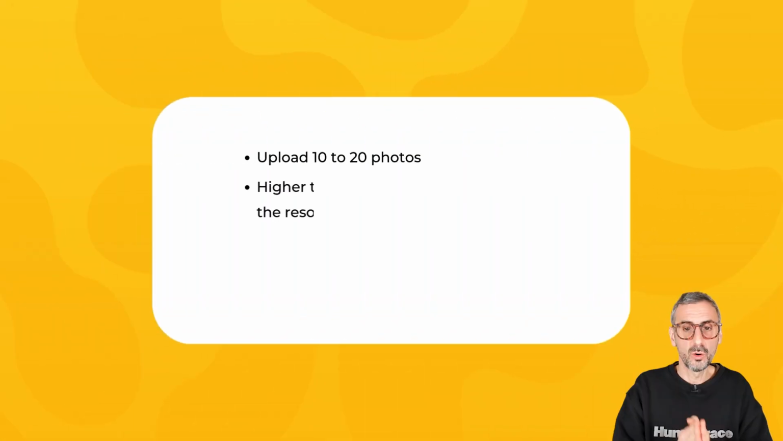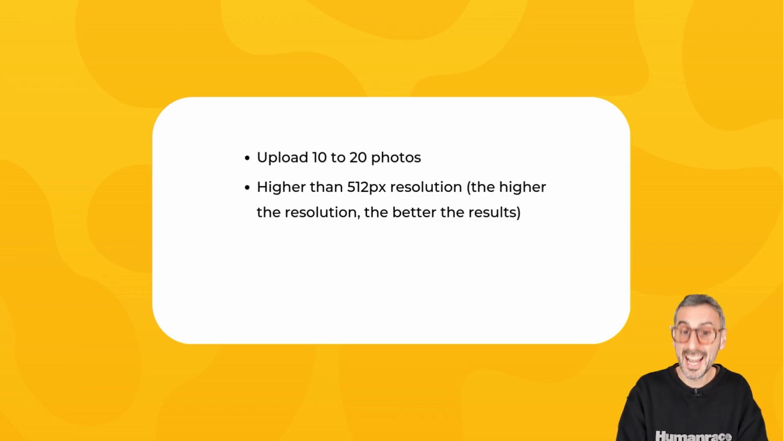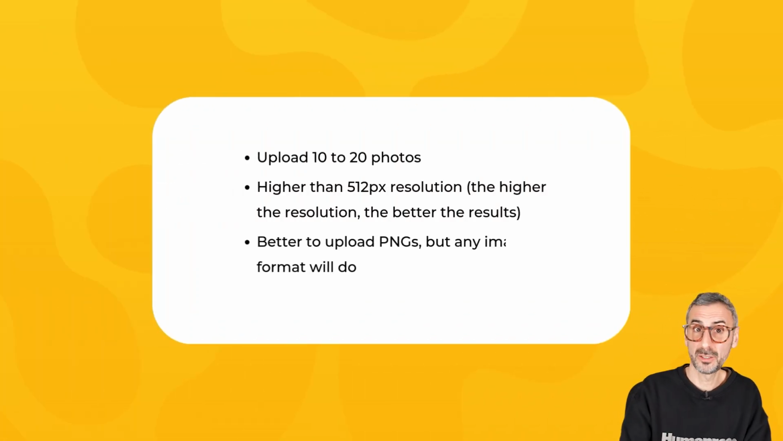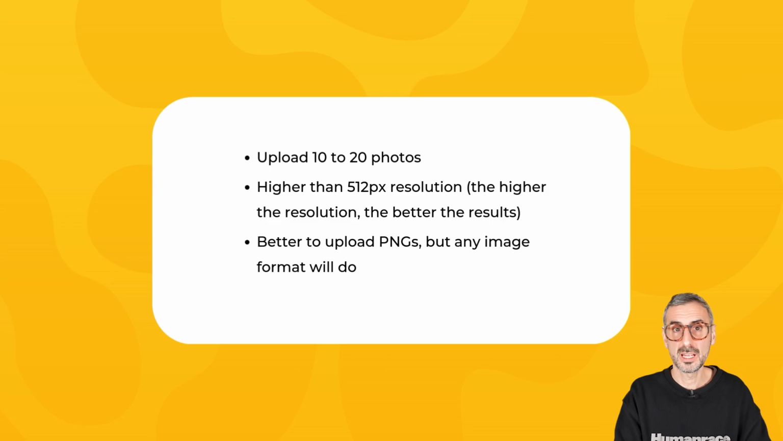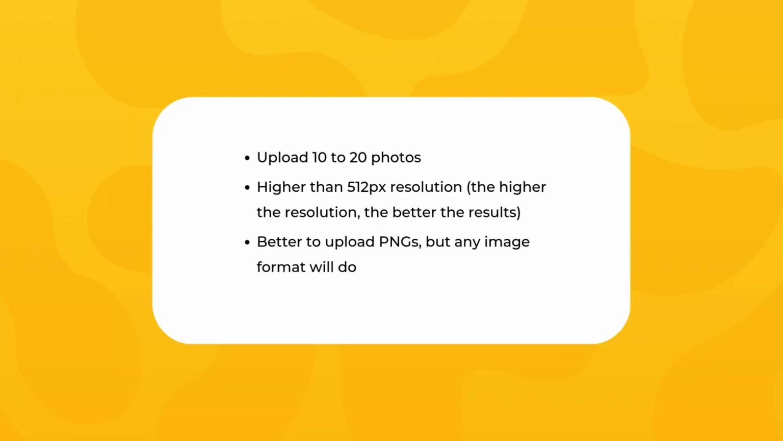Headshots recommends that you upload 10 to 20 photos, but they also said that the more, the better, the more accurate the model would be. Might take slightly longer to train. I'm not sure about that. Also, the quality, the resolution needs to be higher than 512 pixels. For me, I try to provide the highest possible resolution. And then last but not least, it is better to upload your photos in PNG format. If you have the choice between PNG and JPEG, go for PNG, but they also said that any format would do. I'm just giving you the best guidelines in order to really optimize the training of that model.